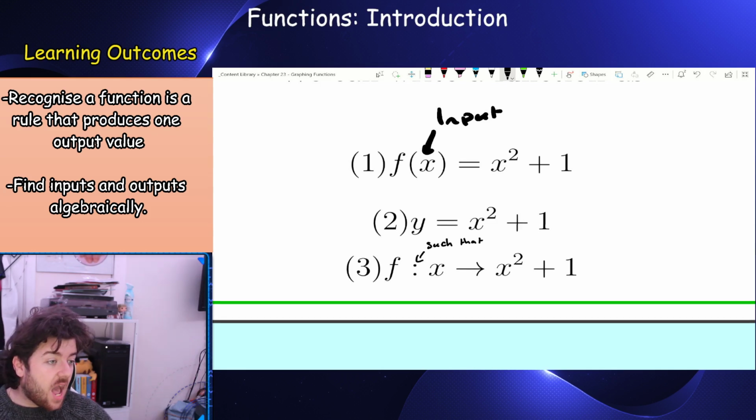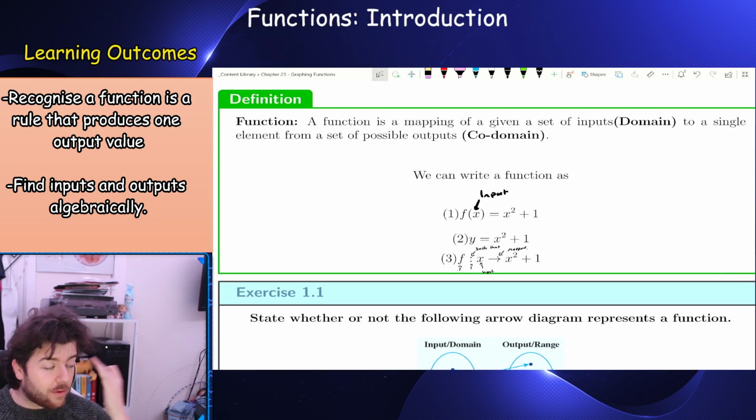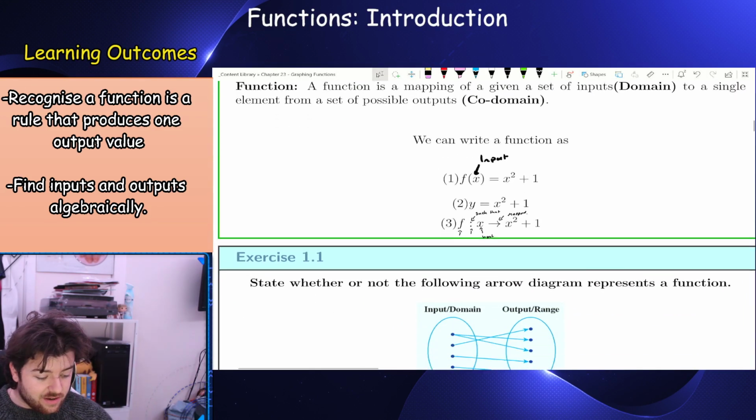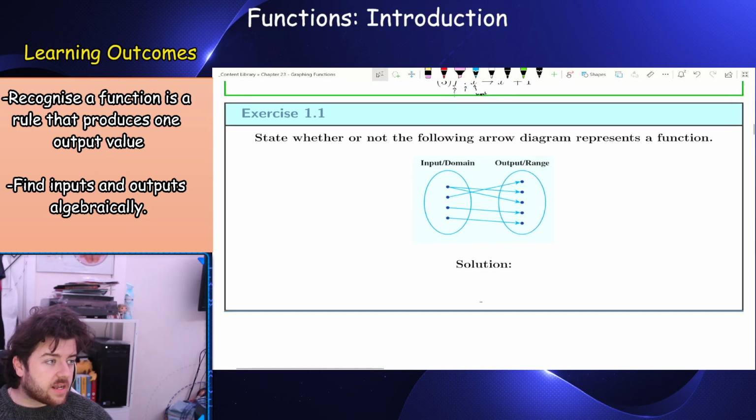Right? So I have a function f such that an input x is mapped to this algebraic expression here, x squared plus 1. So let's answer some questions on it, because there's no point me telling you how to do it, right? Let's do an example together. So let's have a look here, exercise 1.1.